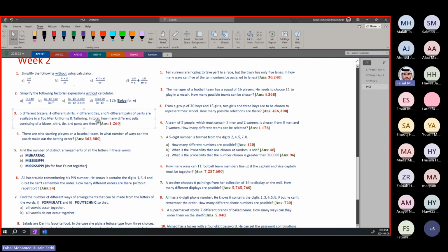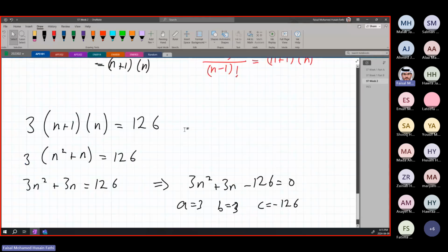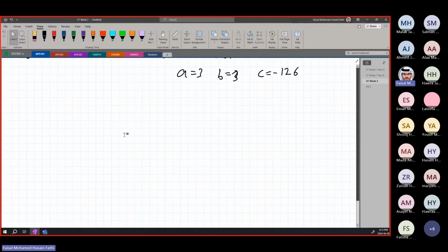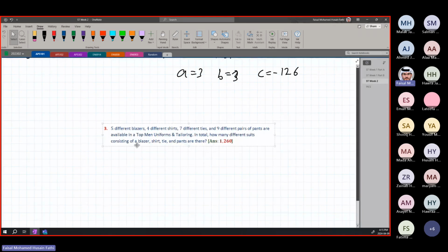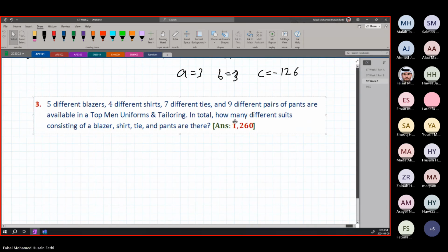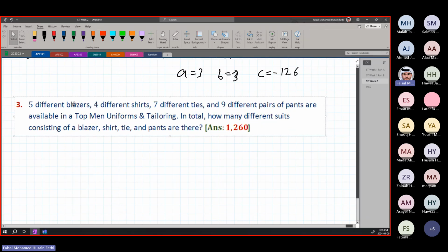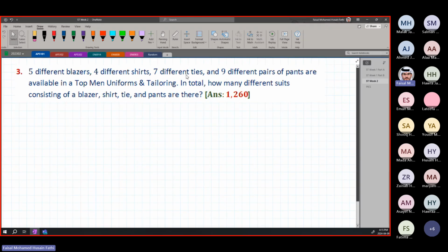All right. Now we are getting into the actual combinations or the actual principles when it comes to counting. So this question says, we have 5 different blazers, then 4 different shirts, 7 different ties, and 9 different pairs of pants. Then blazers, shirts, ties, and pants are available in a top men's uniforms and tailoring. In total, how many different suits consisting of blazer, shirt, tie, and pants are there? How many different ways do we have of wearing all of these?